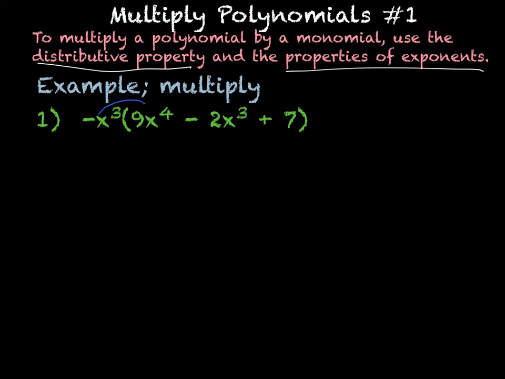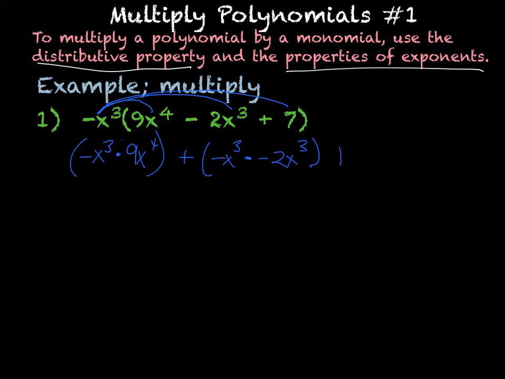So what I'm going to do is distribute right here. Because I'm multiplying, I need to multiply by everything in there. So I'm going to have negative x cubed times 9x to the fourth, plus negative x cubed times negative 2x cubed, plus negative x cubed times 7.